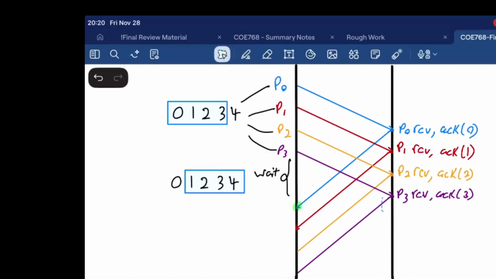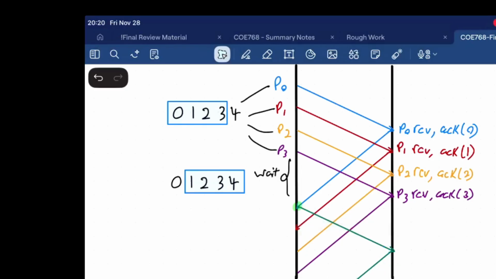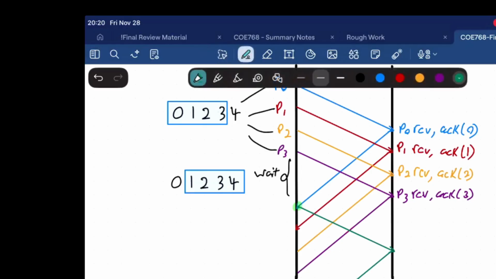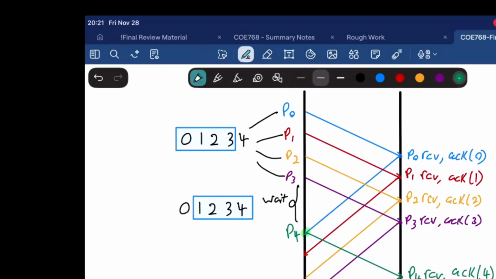And once again, I will just copy this and start it at the point of this arrival. And we send that P4 packet. P4 is received, and now we send the acknowledgement that 4 has been received. So from here, at this point, that's what the window looks like.